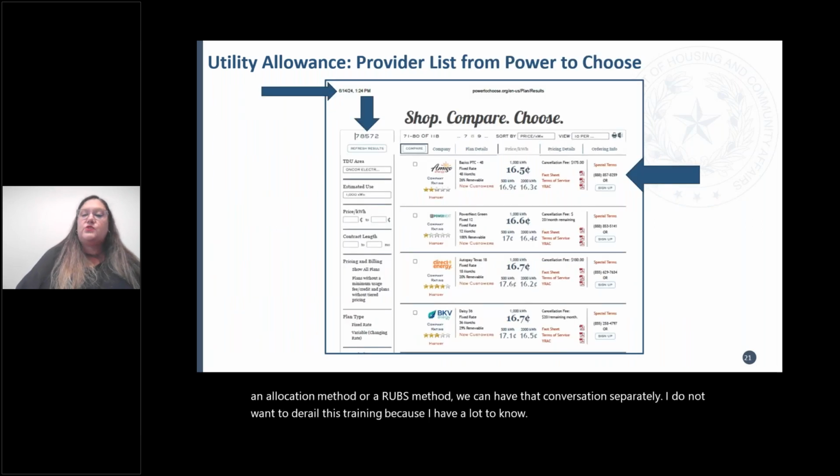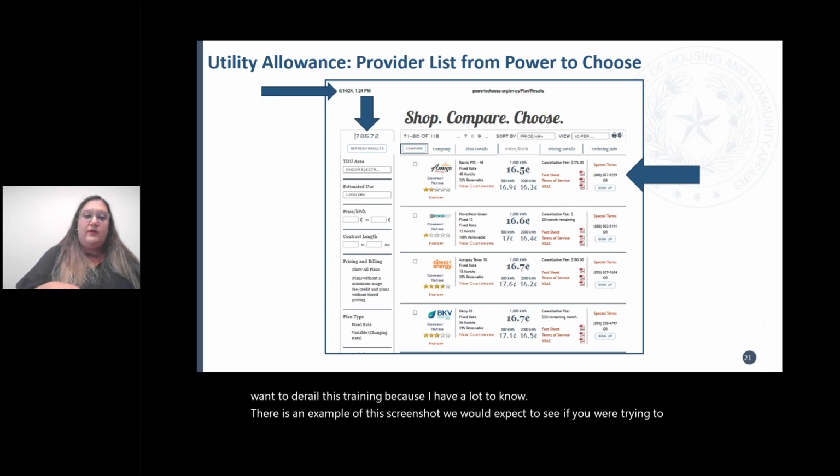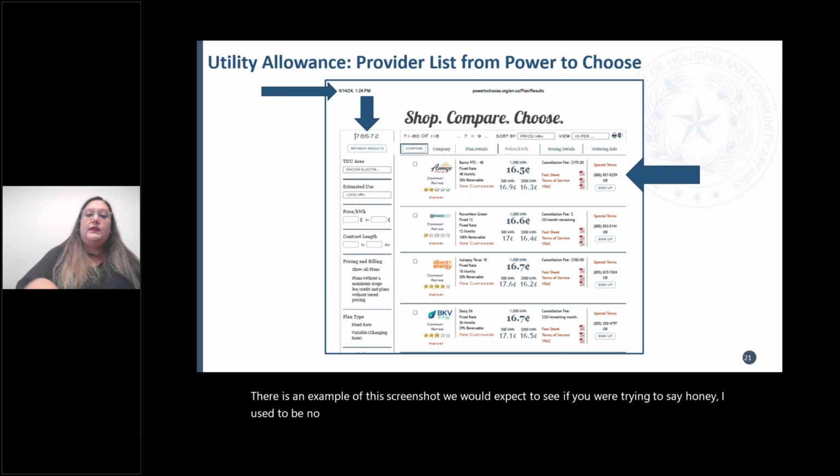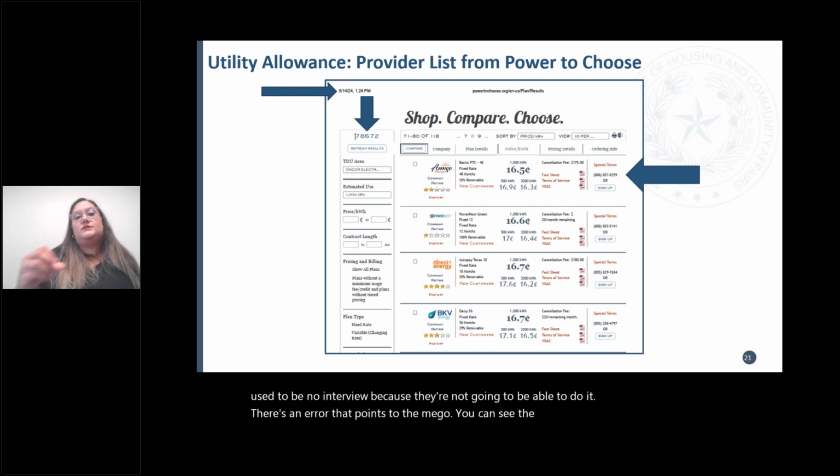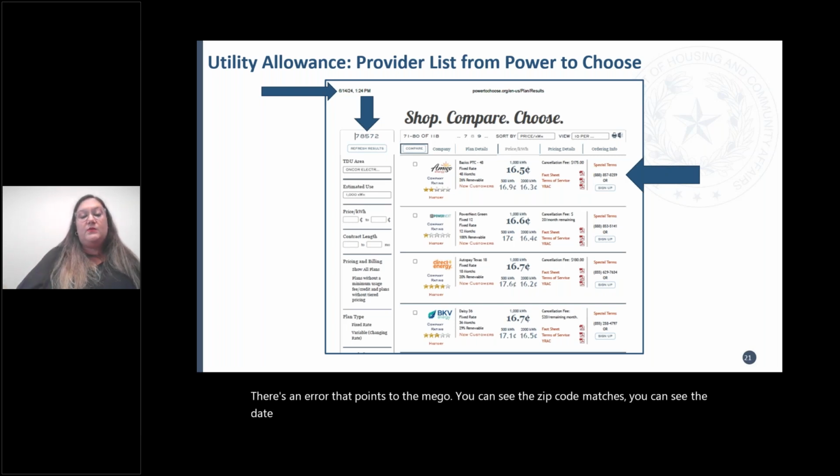Here is an example of the screenshot we would expect to see if you were trying to say, hey, I used Amigo Energy. If they're not there when you review it, here's the proof that they were there when we pulled it and we calculated the rates. There's an arrow that points to the Amigo. You can see the zip code matches. You can see the date is current and probably at the same time of the posting.